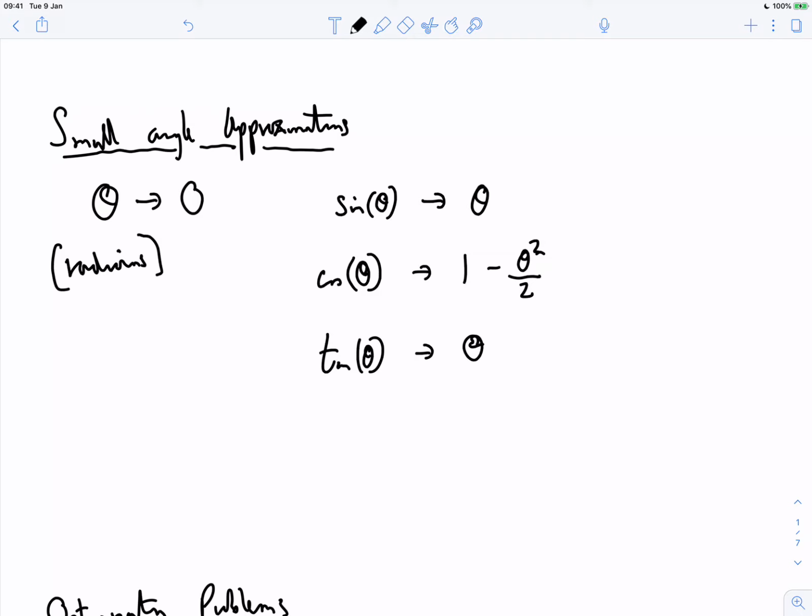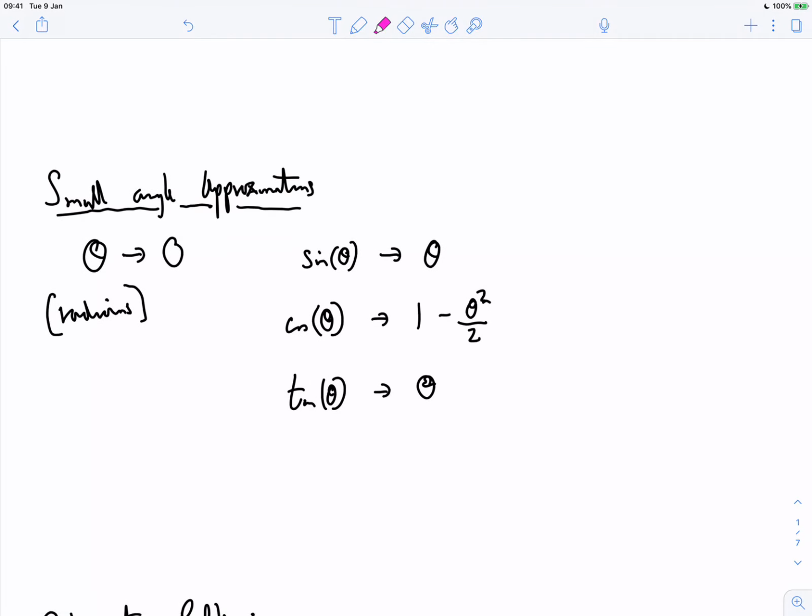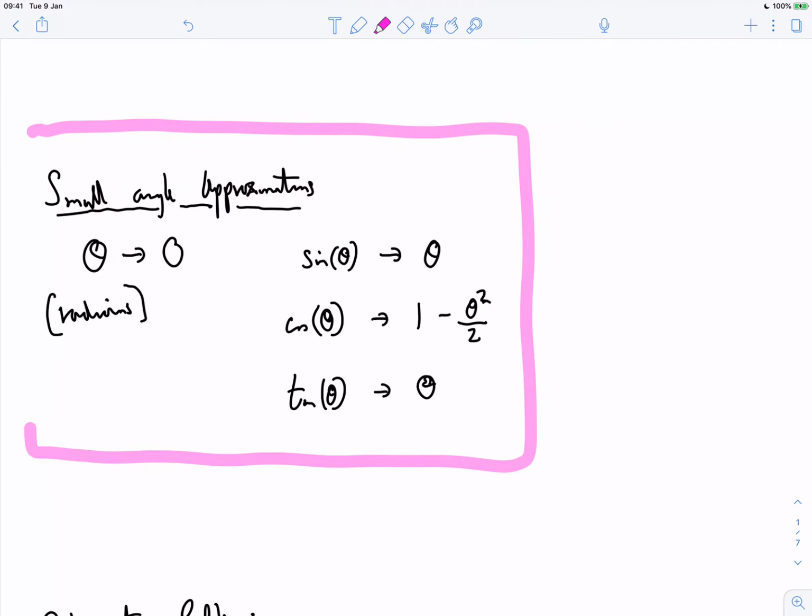Okay, so just be aware, these are things that are given to you in the formula booklet. You don't need to memorize them, but you do need to be aware that when theta tends to 0, you can approximate some trig functions as nice polynomial ones, and that does tend to make things a little bit easier, especially if the question prompts you to do things geometric, to approximate values for small theta.